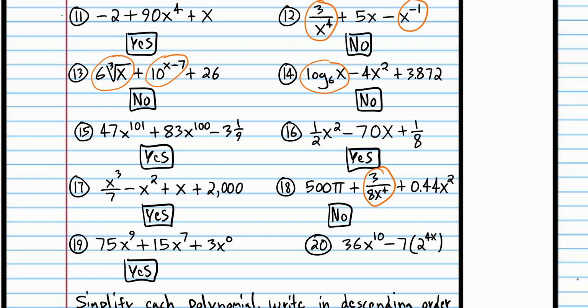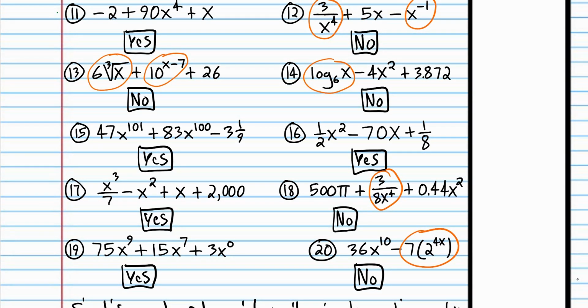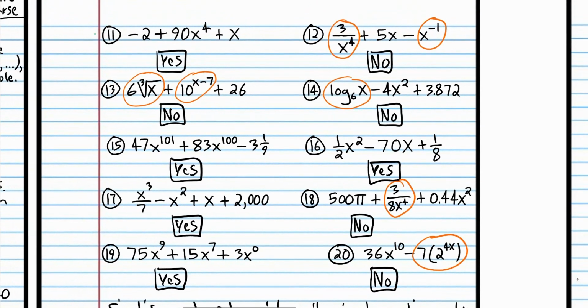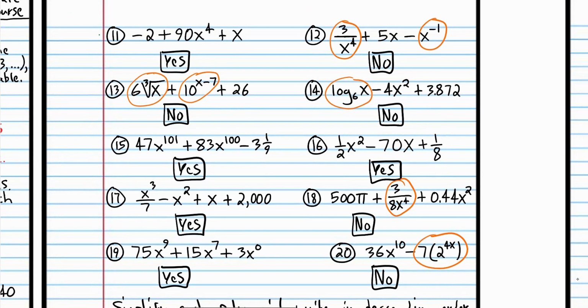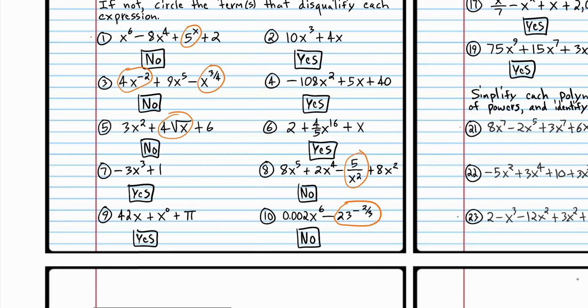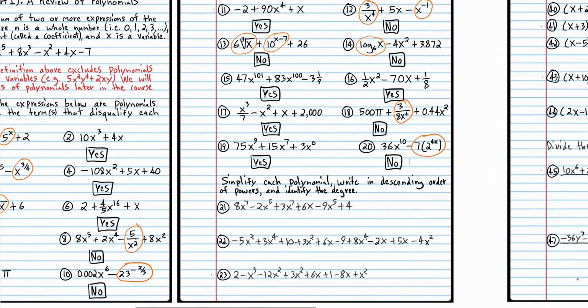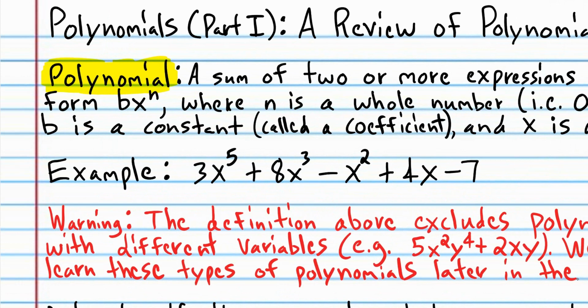All right, we're back. This is not a polynomial because of that term. And let's go back over and see if we missed any terms that needed to be circled. I don't see any terms. Everything looks right. So if you got those answers, good job. An expression must be in this form to be a polynomial. So remember, not everything is a polynomial.